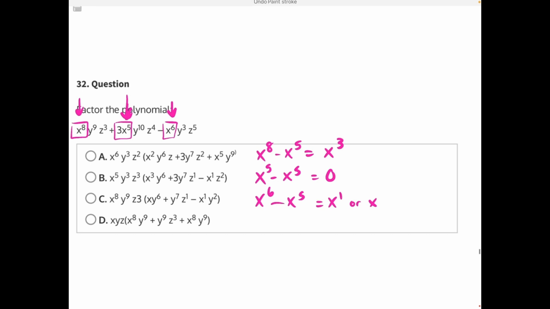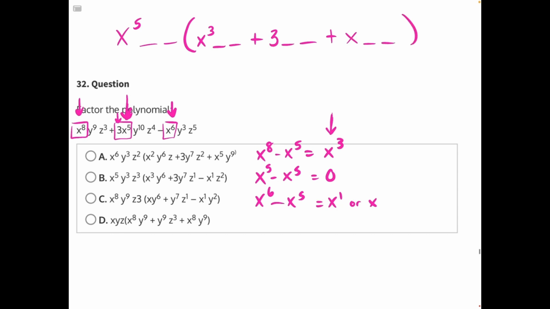So now we will have an x to the 5th factored out of this entire polynomial. We'll leave space for our y variable and our z variable. And now we can write our new x variables in. So we have x to the 3rd left over, y, z, plus no x, but there was a coefficient 3, so let's not forget that. 3, leave space for y and z, plus regular x, leave space for y and z.